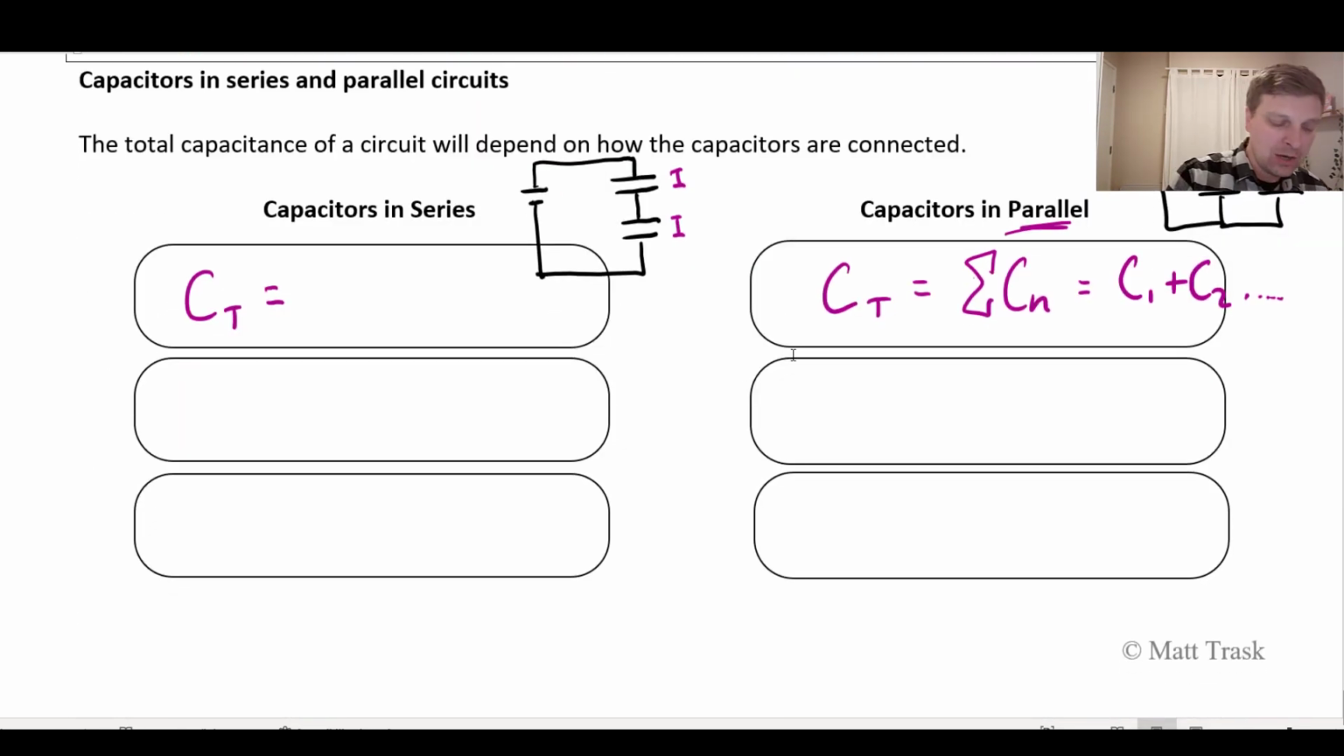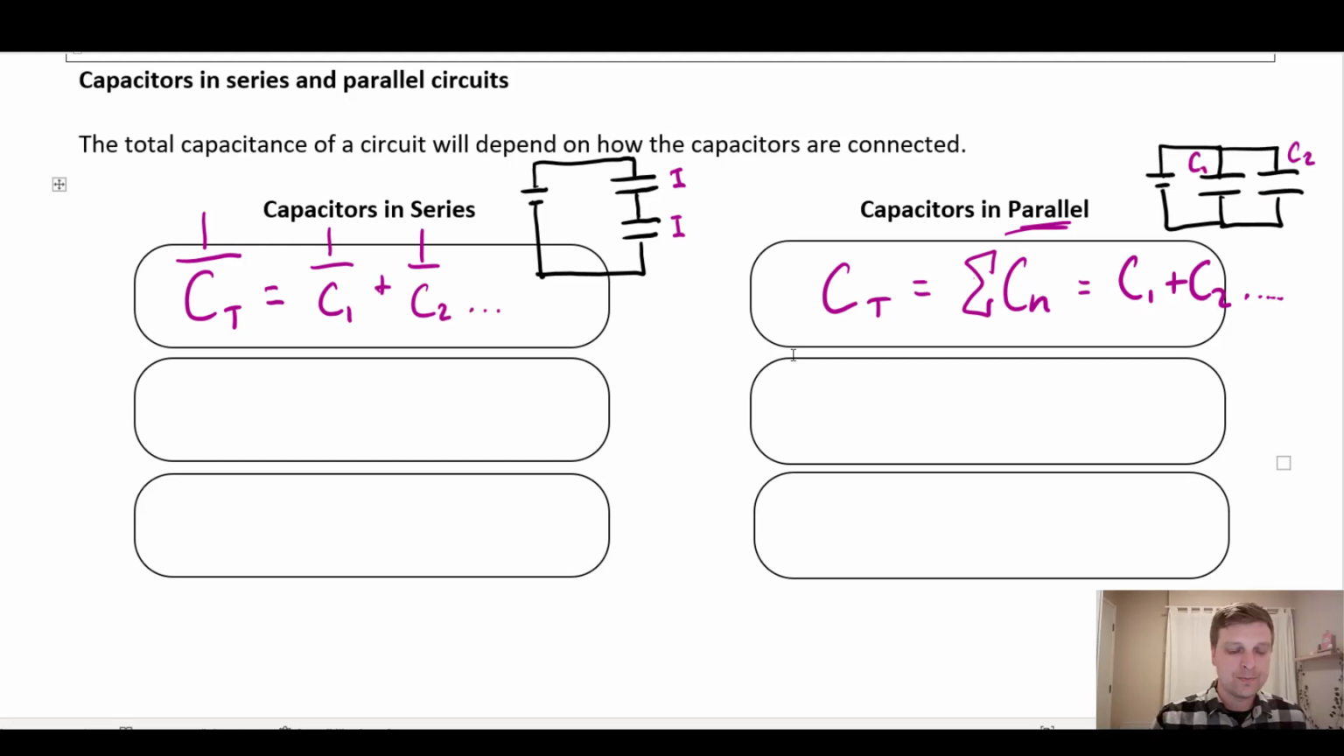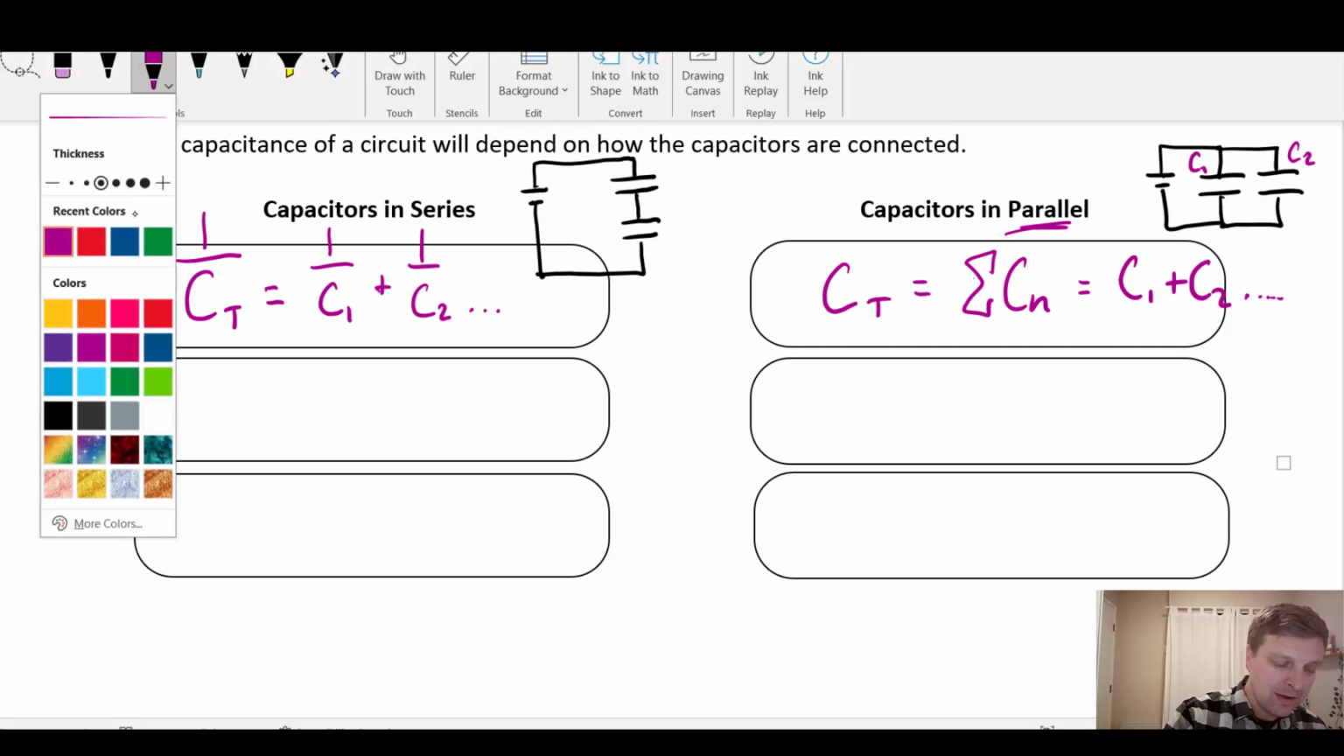And so in actual fact, what we see here is that 1 over the total capacitance is equal to 1 over C1 plus 1 over C2 and so on. So adding capacitors in series decreases the capacitance, and adding capacitors in parallel increases the capacitance. Notice that that is exactly the opposite of what we had for our resistors. But now let's think about voltage. So what is going to happen with my voltage?